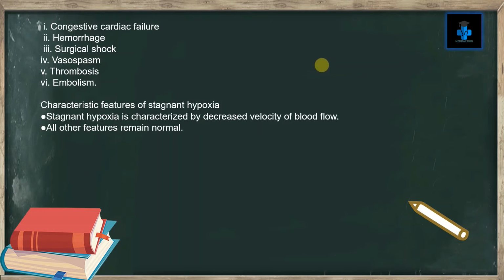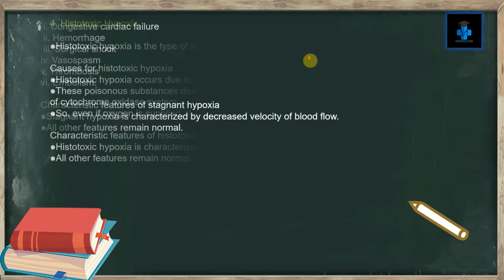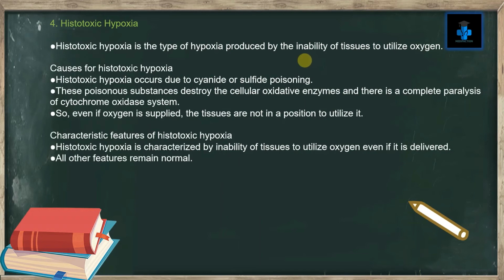Embolism. Characteristic features of stagnant hypoxia. Stagnant hypoxia is characterized by decreased velocity of blood flow. All other features will remain normal. The fourth and last type, histotoxic hypoxia.